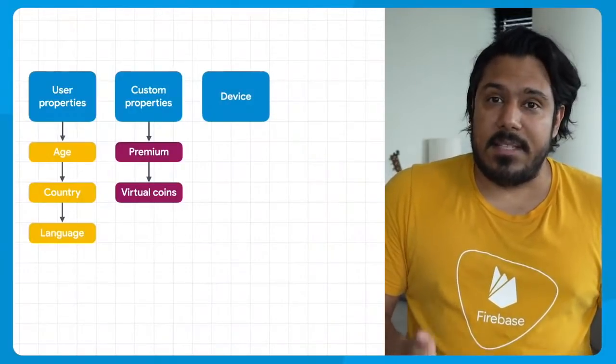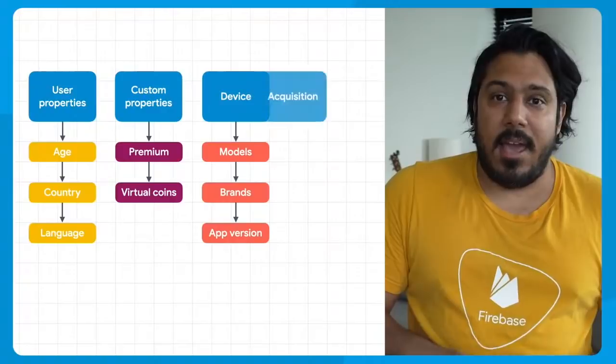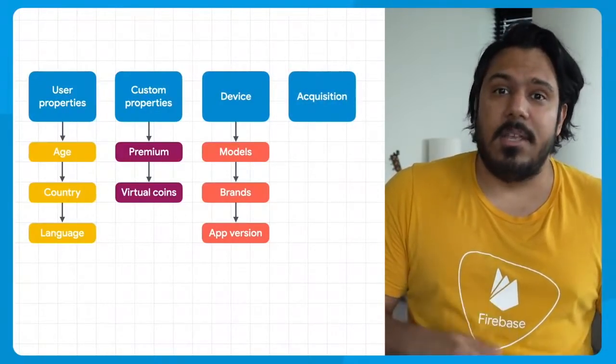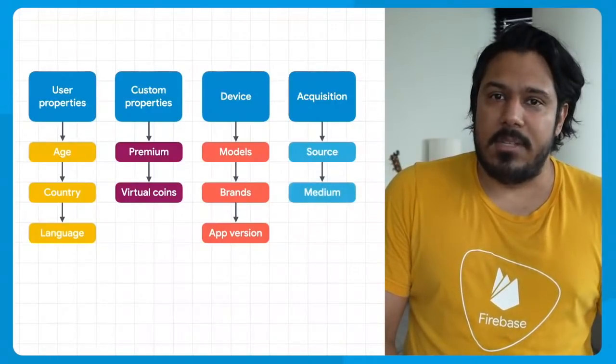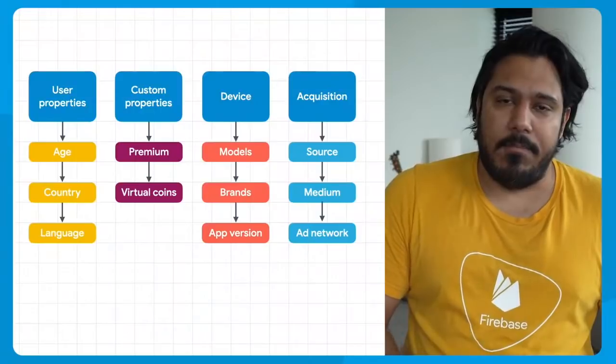There are also device dimensions to select device models, brands, or app versions, and an acquisition dimension where you can select campaign tracking dimension values like campaign sources or mediums, or add campaign dimensions like the ad network your users came in from. Hey Kevin, can you show us how it's done in the console?